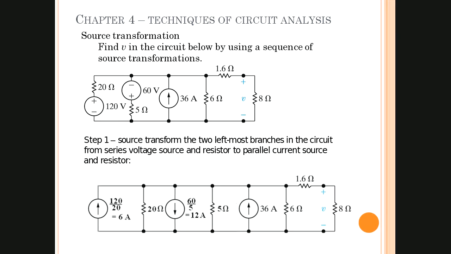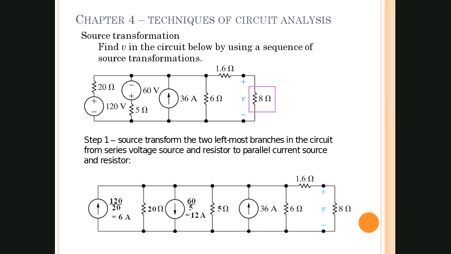Okay, and so let me show you what this would look like if you're actually going to use source transformation to simplify or analyze a circuit. So we have a circuit up on top. It says source transformation. Find V in the circuit below by using a sequence of source transformations. So we're going to do this using very little pen and paper or calculator. A lot of this stuff you can do in your head, and I'll show you how we do it. So remember, we're going to look for the voltage across this 8 ohm resistor.